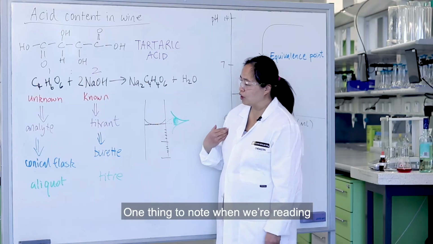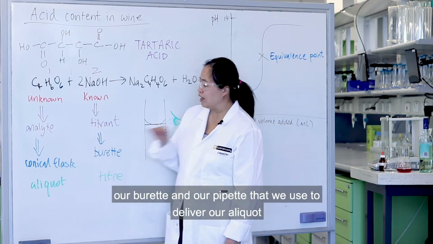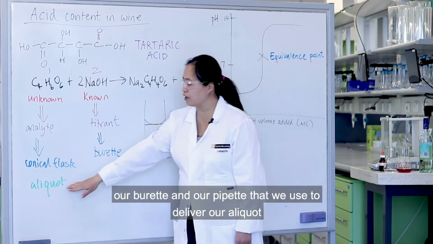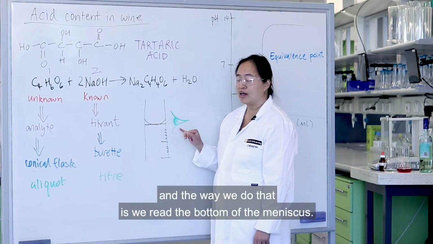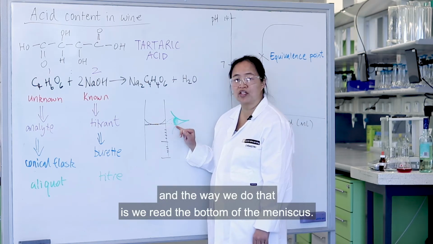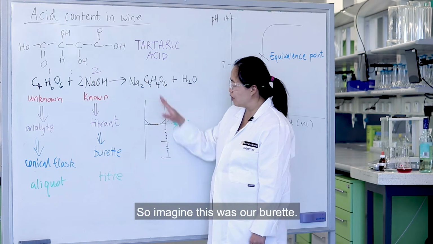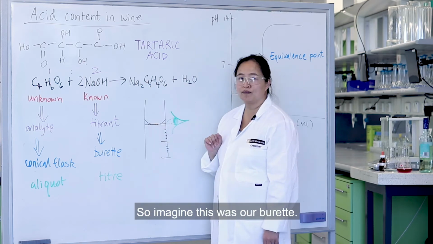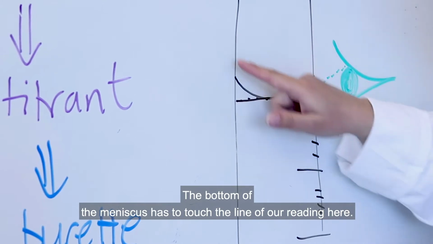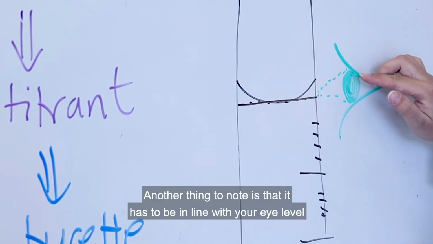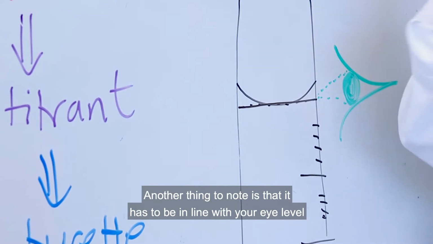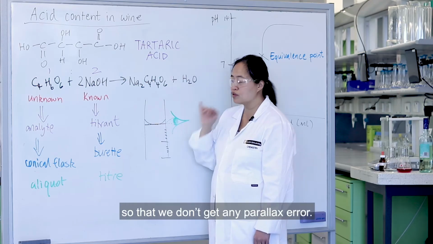One thing to note when we're reading our burette and our pipette that we use to deliver our aliquot is to make sure we're reading it correctly, and the way we do that is we read the bottom of the meniscus. So imagine this was our burette. The bottom of the meniscus has to touch the line of our reading here. Another thing to note is that it has to be in line with your eye level so that we don't get any parallax error.